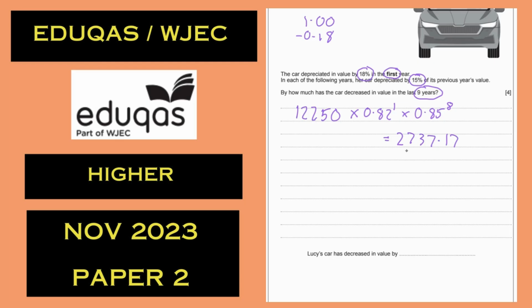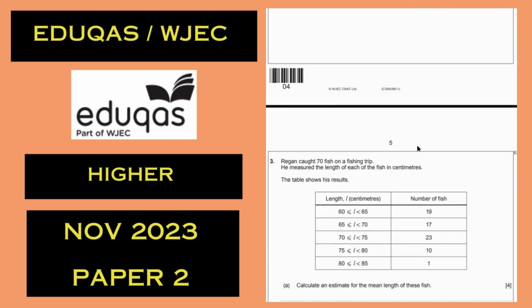That's not your answer. It says by how much has the car decreased in value. This is the new value of the car. We need to do 12,250, the original price, minus the final price, which gives us the decrease in value of £9,512.83. And there we go.